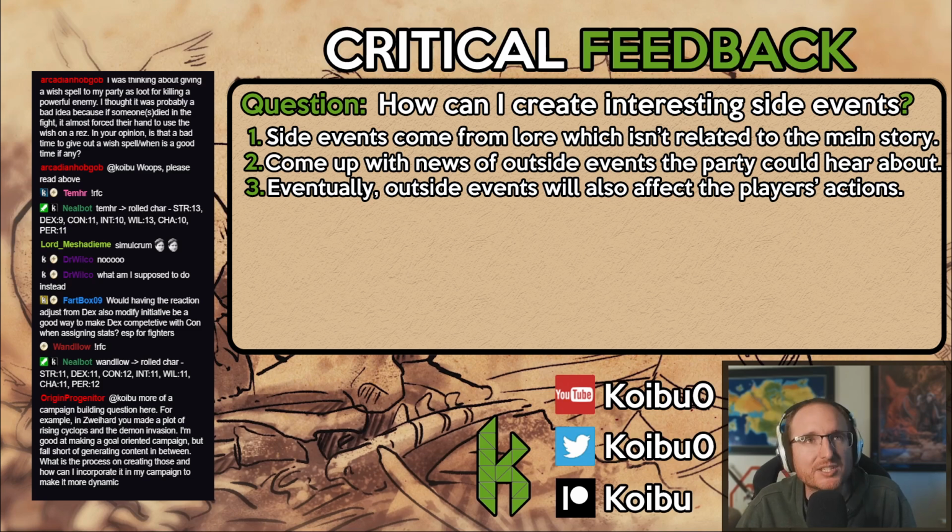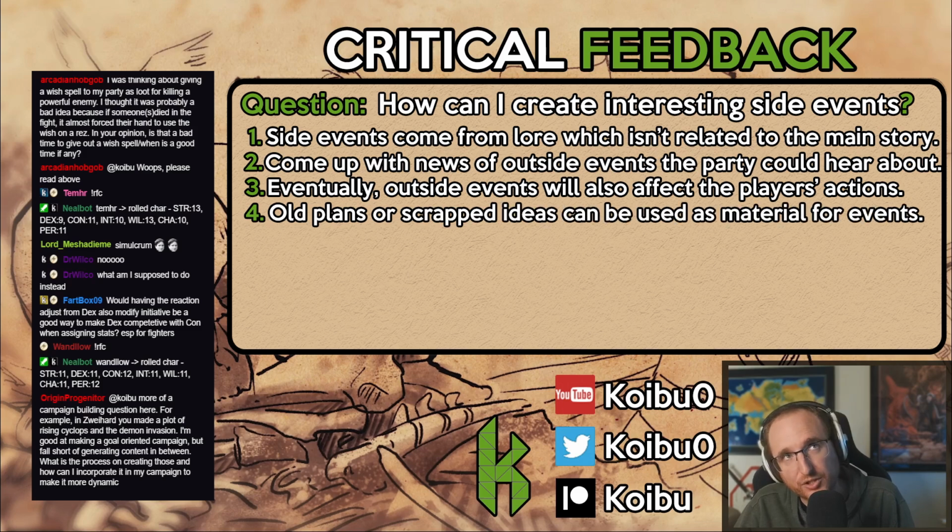Zweihaard, for example, did end up having impacts from Cyclops rising out of the ground, but there were a bunch of other things that are mentioned in the background that don't end up impacting the campaign. Any ideas that you don't use for the campaign, you can recycle and have apply elsewhere in the campaign world that the players hear about.